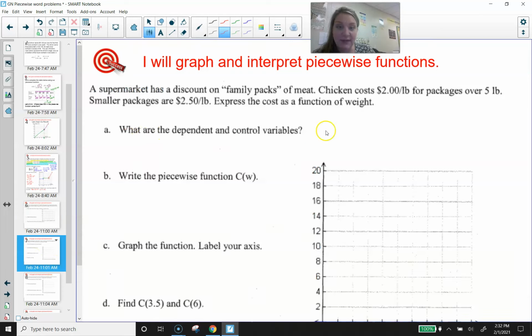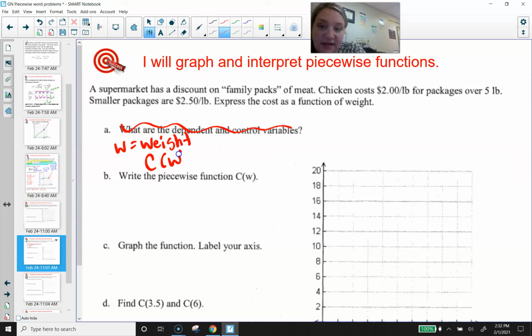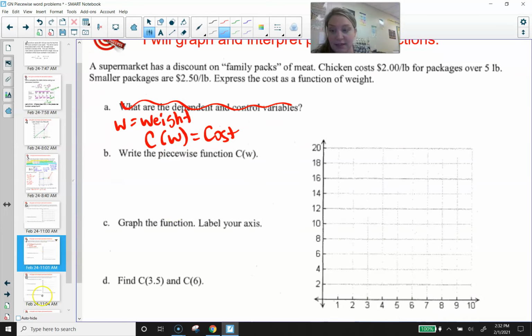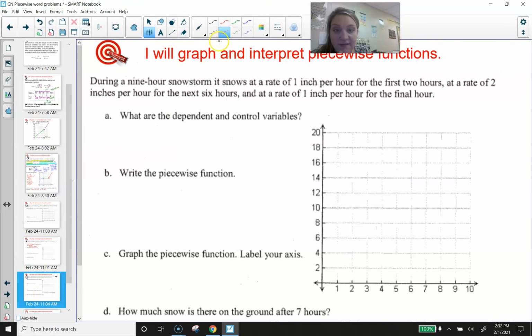When you get here, what are the dependent and control variables? That is really just a fancy way of asking what's your input, what's your output. Okay, so here looks like we're doing the cost of chicken per pound. Express the function of weight. So what it is you're going to have is weight of the chicken, and then C of W, which is your output, is going to be the cost. Okay, so part A, for a couple of those, that's what that means. So that would be weight, and then the cost of the weight.